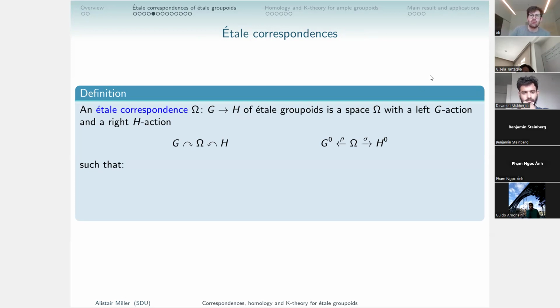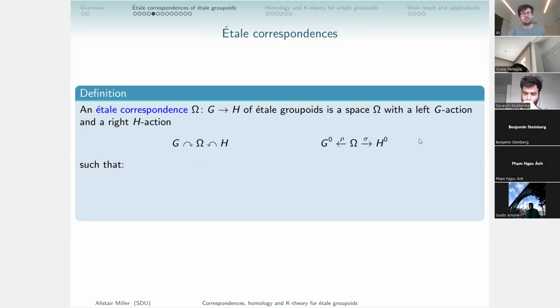So an étale correspondence is a bispace. It's got an action on the left of G and on the right of H. But I want to think of this as having a direction, so it's a morphism that goes from G to H. Because these are groupoid actions, they come with these anchor maps on the right. I've called them rho and sigma, because rho is for range, sigma is for source.